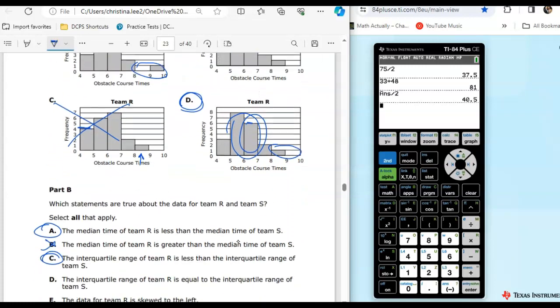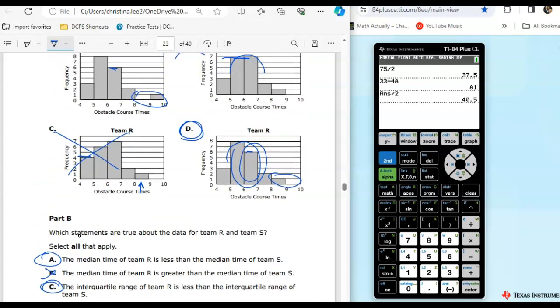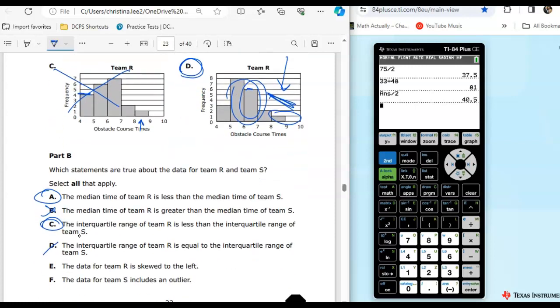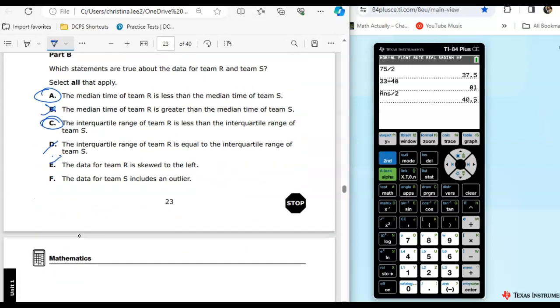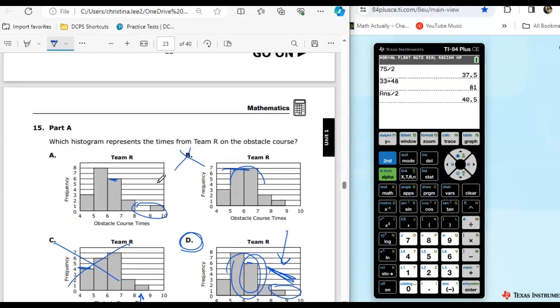And we can see that because most of the data is towards the center in Team R's. So D says the interquartile range is equal. That's not true. Team S is much greater than Team R. E says the data for Team R is skewed to the left. If we look at the histogram for Team R, we can see that most of our data is on the left. That means that it is skewed right because less of our data is on that side. So that's incorrect.